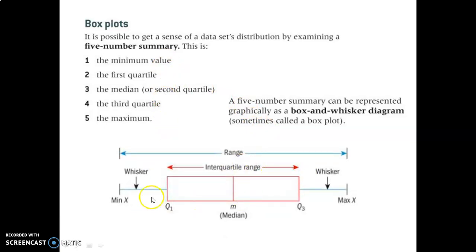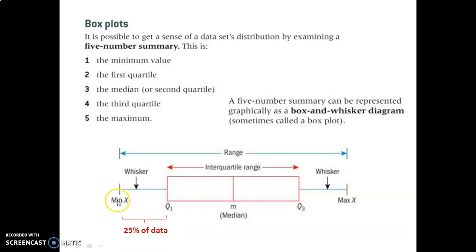A box plot looks like this. You have a box in the middle, and then a whisker here and a whisker here. The box begins at Q1, ends at Q3, and it has the median drawn in it as well. And then the whiskers go out to the minimum value, and another whisker goes out to the maximum value. So this shows the range all the way beginning to end. And then the interquartile range is shown within the box because that's Q1 to Q3. You've probably done these before, so let's take a look at an example of that.